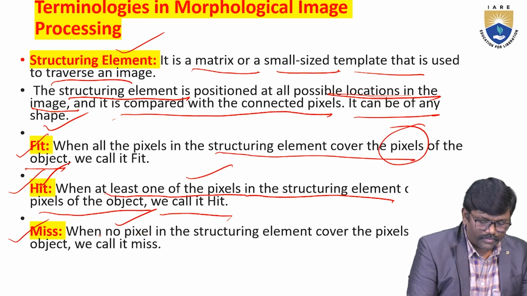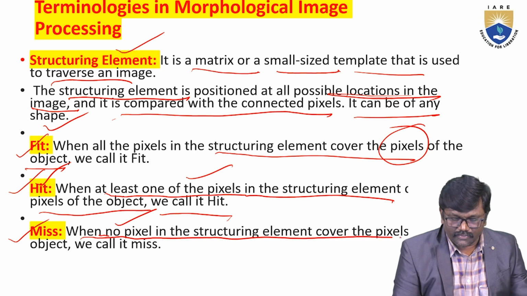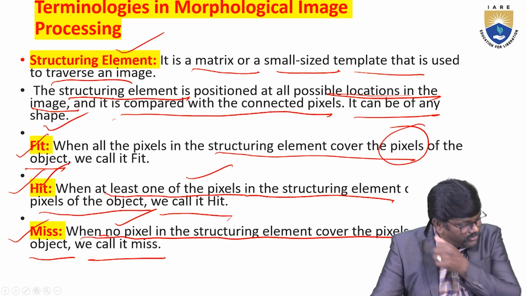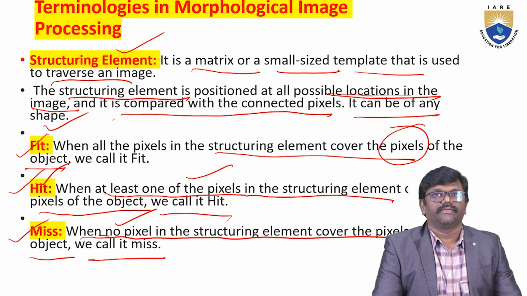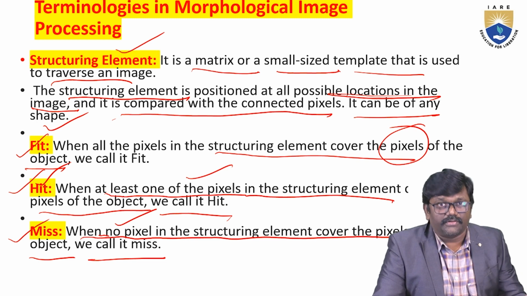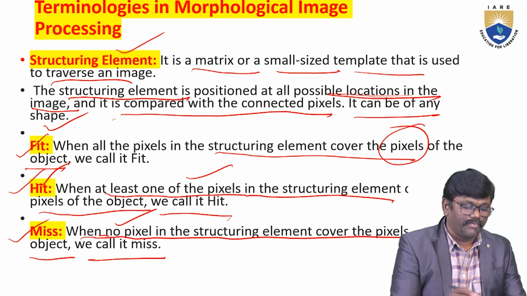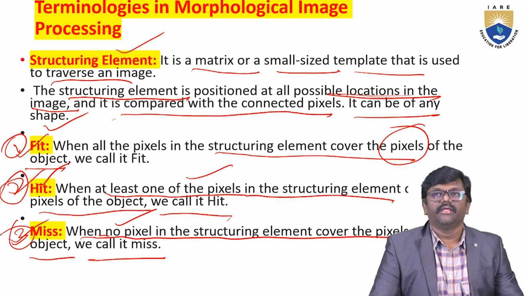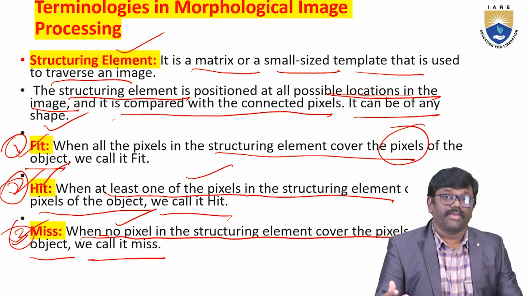Okay, can understand from here. When no pixel in the structuring element covers the pixels of the object, we call it a miss. Okay. So now we understood the structuring element in terms of certain terminology in morphological image processing: number one fit, number two hit, number three miss.